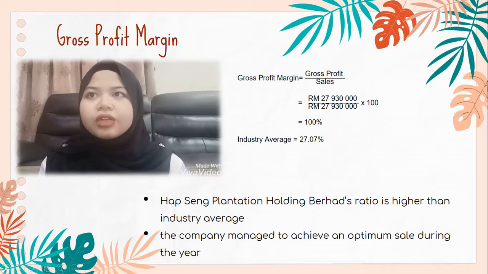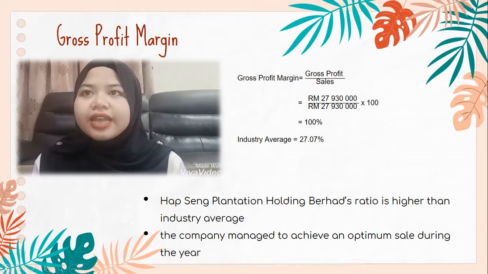Then, for the gross profit margin, as you all can see on the slide, it shows that the company has a higher ratio compared to the industry average. It means that the company has extra cash to cover other costs such as operating, financing, and other costs that are incurred in the business operation.